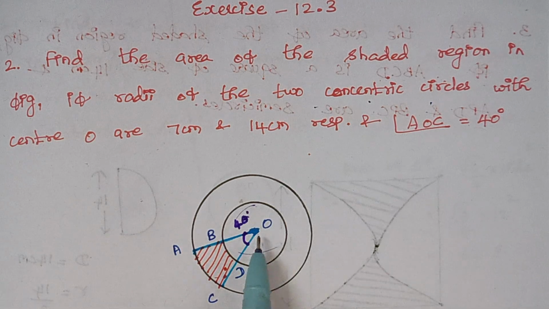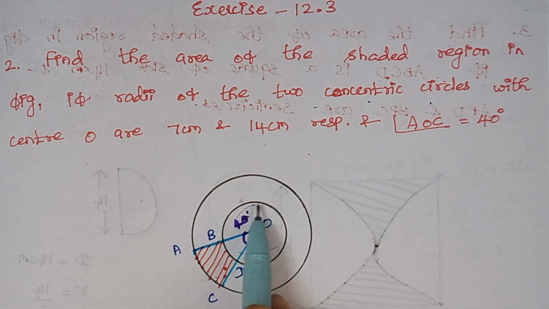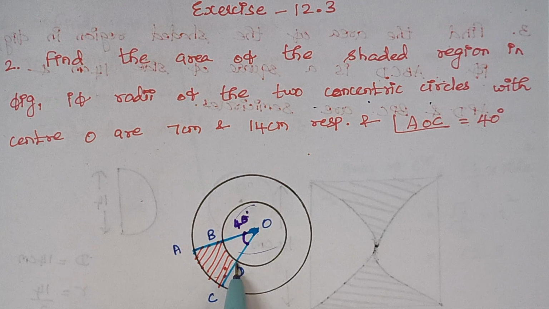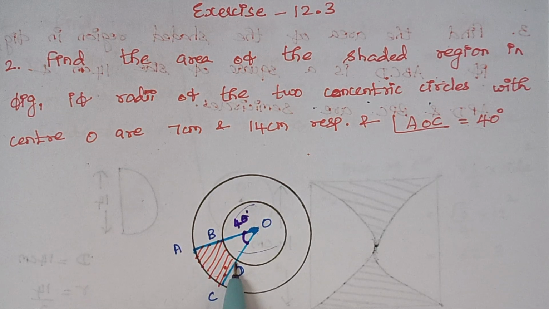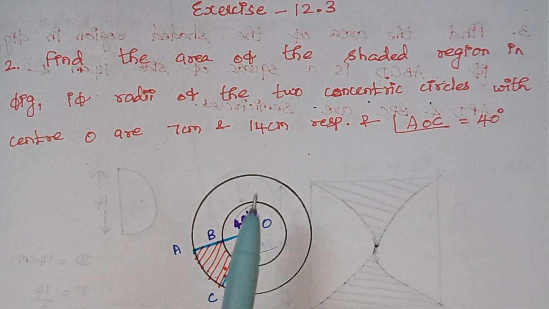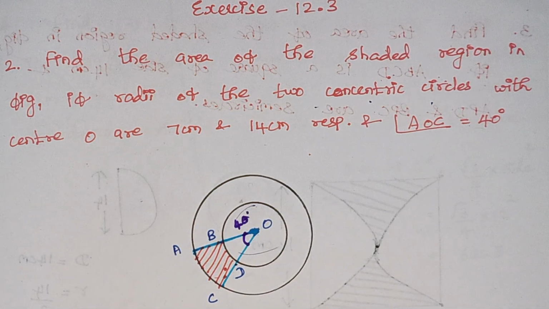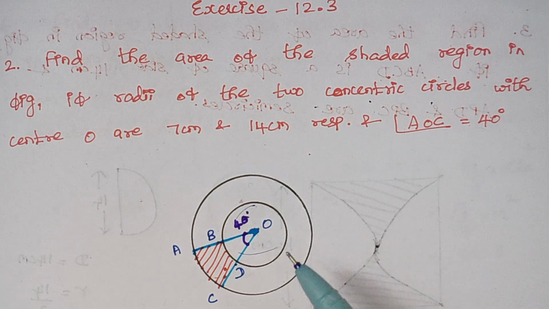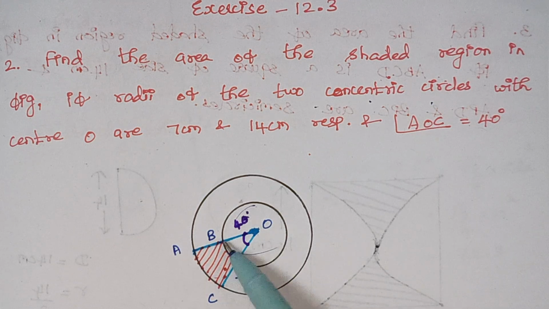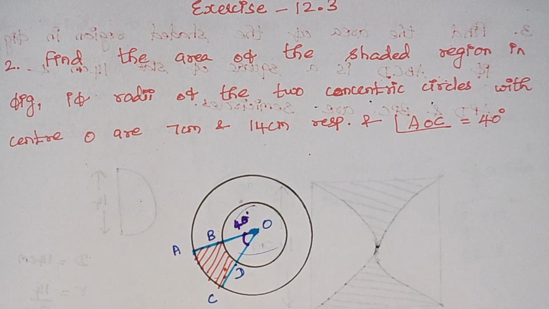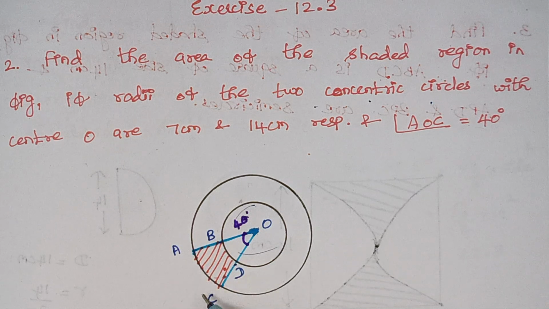So here we can write it as, what is the radius of the inner circle? It is OB or OD, right? Here OB and OD both are radii. So it is equal to 7, and OA is equal to OC, which is equal to 14, right? So again the angle subtended by the two lines is also given. It is 40 degrees. So here we have to find this area, right? So how to calculate this area?